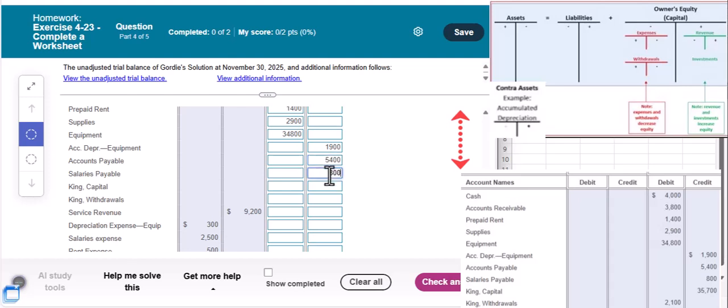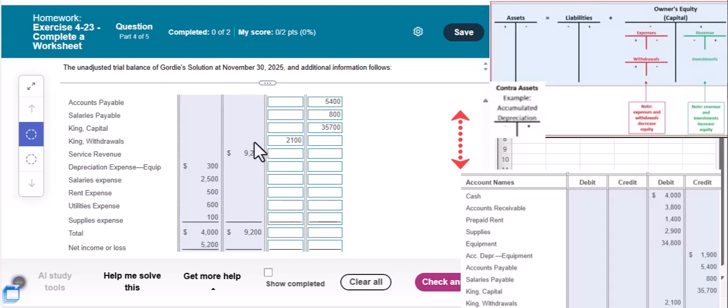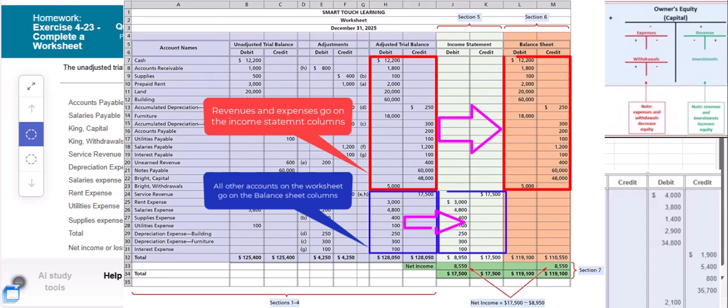Then we have the capital account, which has a balance of 35,700, and then we have our withdrawals, which again sit on the debit side for 2,100. And then we are back to our revenues and expenses, which again belong on the income statement. So just a quick review, revenues and expenses go on the income statement columns, and all other accounts on the worksheet go on the balance sheet columns.